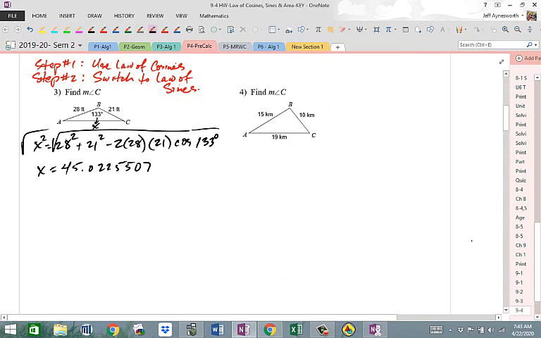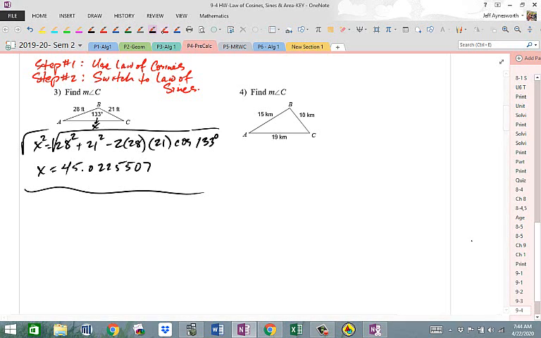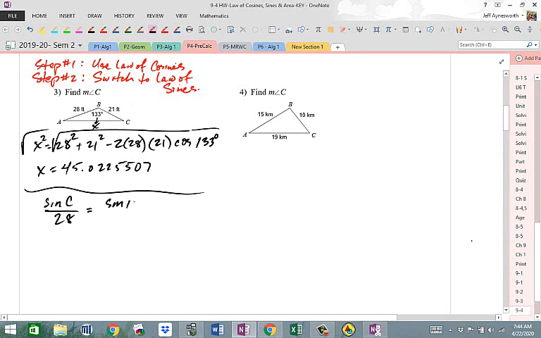So if I'm trying to find angle C, here it goes. This is step two. We're going to use law of sines. So I'm going to take the sine of the angle C, which is opposite side 28. And then I'm going to take the sine of 133 degrees, which is opposite the side we just found, which is 45.0225507. And then you cross multiply and go for it. So here's step one, and here's step two, law of sines.